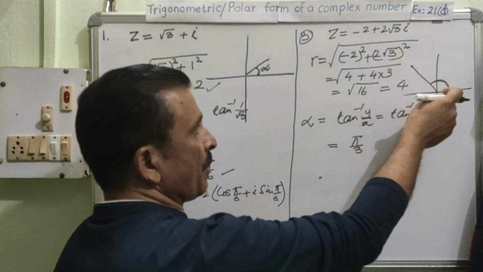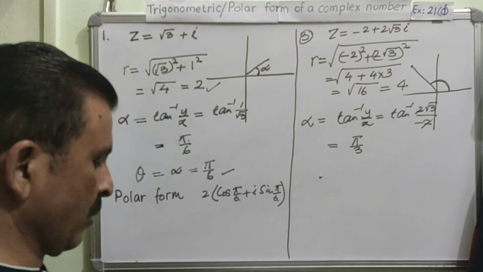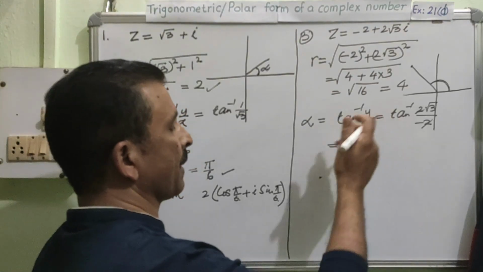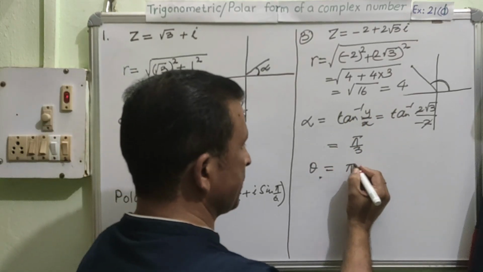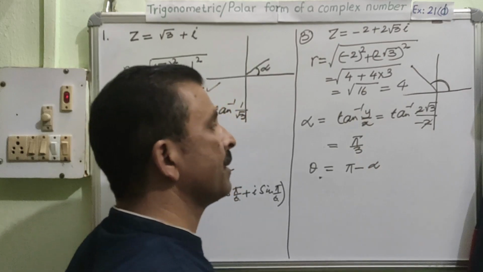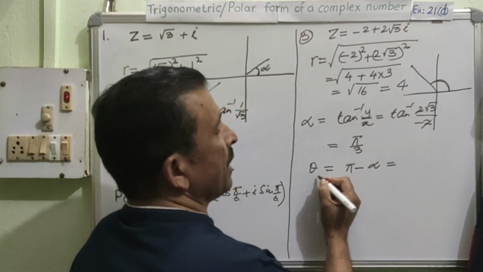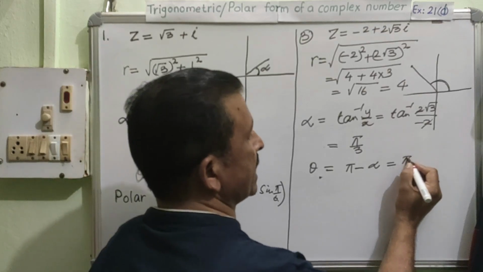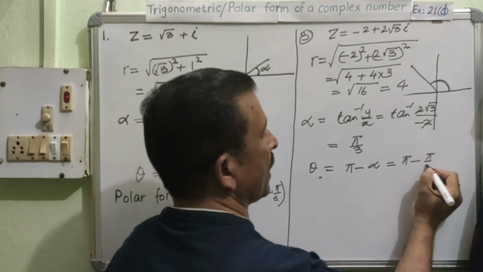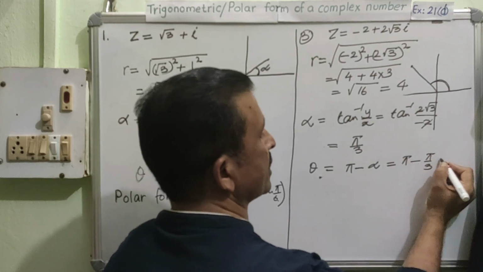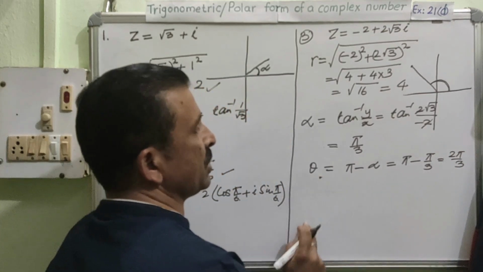Now, you know that the complex number lies in the second quadrant. When it lies in the second quadrant, then theta is equal to pi minus alpha. So let us calculate the amplitude now. This is pi as it is, minus alpha. Alpha we calculated as pi over 3. So when we calculate 3 pi minus pi over 3, it is equal to 2 pi over 3. This is actually the amplitude.